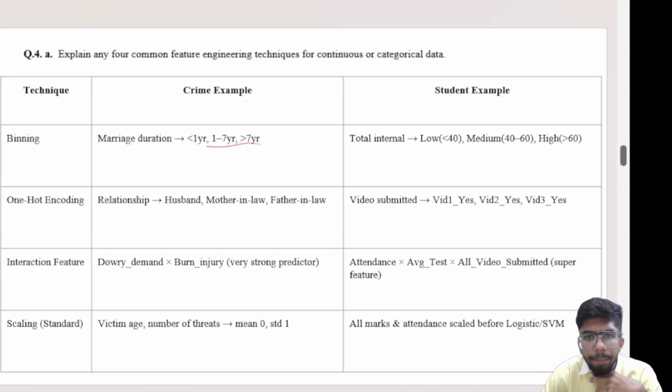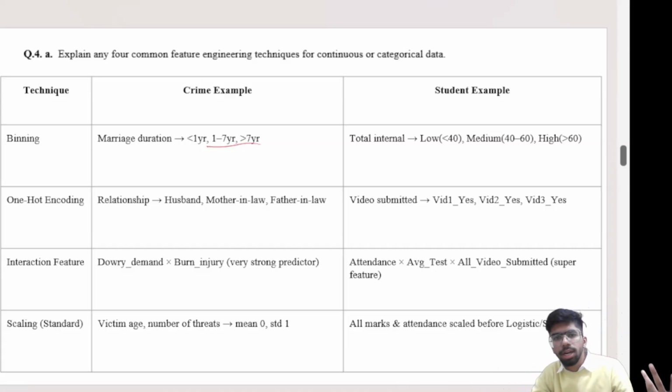In the student example, I have shown total internal marks being binned into low for less than 40, medium for 40 to 60, and high for greater than 60. This way, instead of working with the continuous marks, we convert them into categories that indicate performance levels. This simplifies prediction tasks and helps the model detect learning patterns more easily.